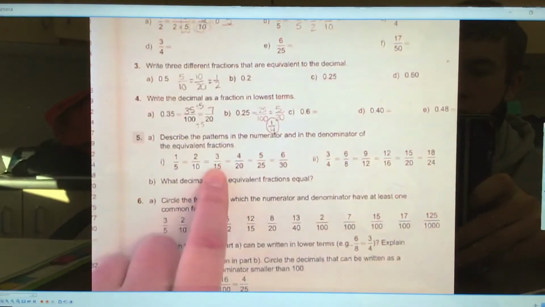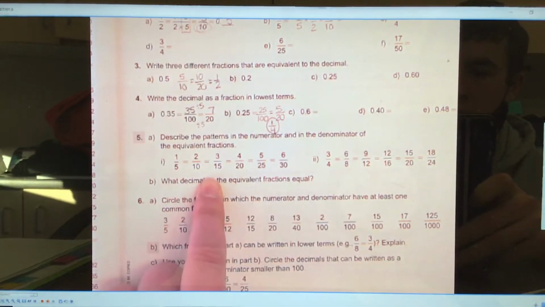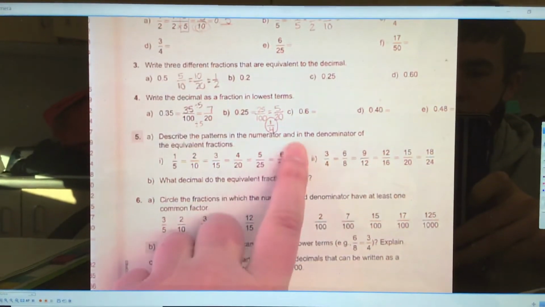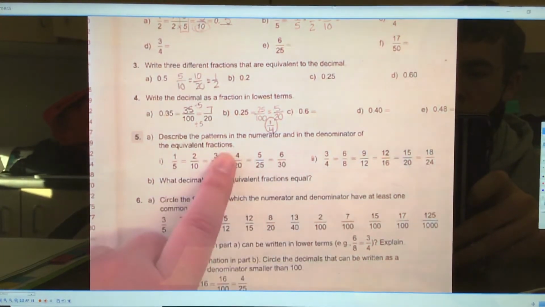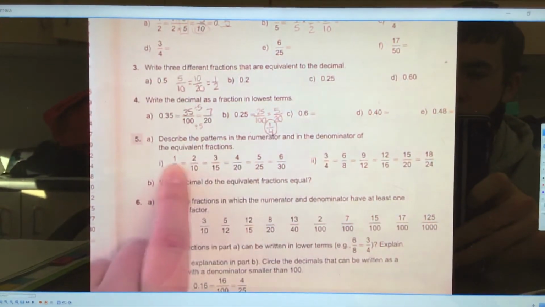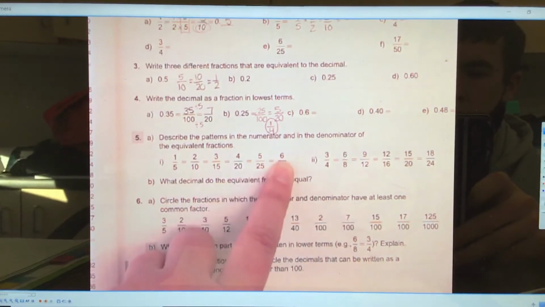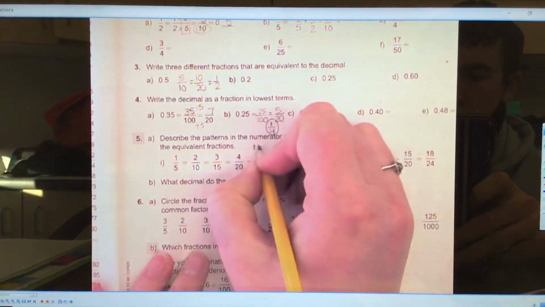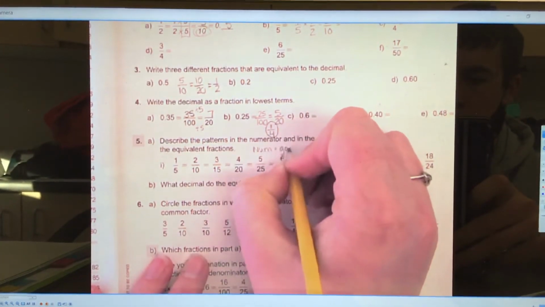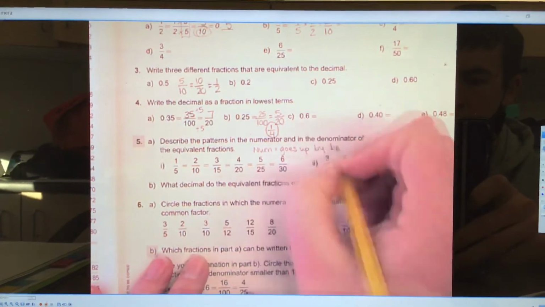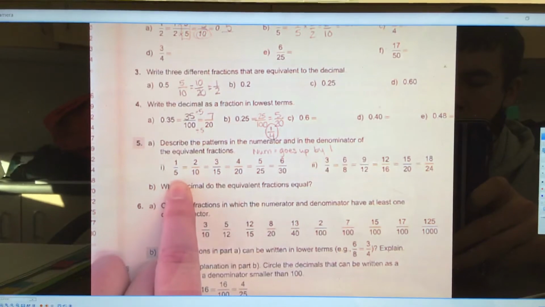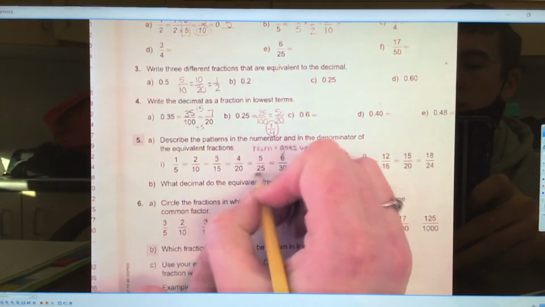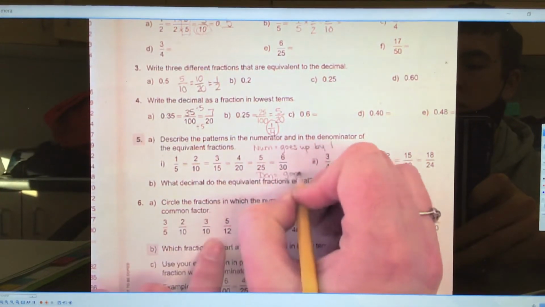Question number 5, you will need to do on another piece of paper, but I'm just going to do it here. Describe the patterns in the numerator and in the denominator of the equivalent fraction. So, Angus, what happens to the numerator in question 1? It goes up by 1. Okay. So the numerator goes up by 1. What happens to the denominator? 5, 10, 15, 20. It goes up by 5. So the denominator goes up by 5.